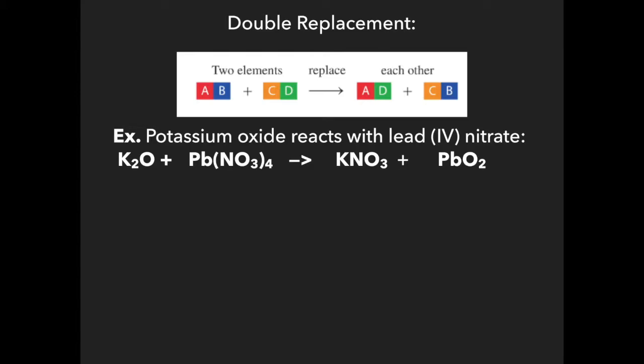Now the last thing I need to do is balance. Well, I've got 4 NO3s on my reactant side. So I've got to put a 4 in front of KNO3. Now I have 4 potassiums, which means I need to put a 2 in front of potassium oxide. And now I'm actually balanced.